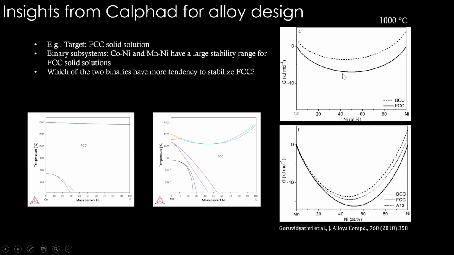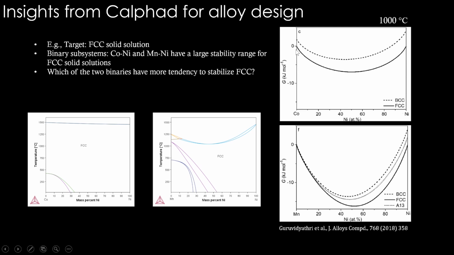where you can see the FCC curve being the lowest compared to BCC at all compositions, and obviously FCC is favored if this binary is added to any system. Now if you look at the Mn-Ni system, there also the FCC curve is the lowest for the predominant part of the diagram, but the important comparison comes with the y-axis values.